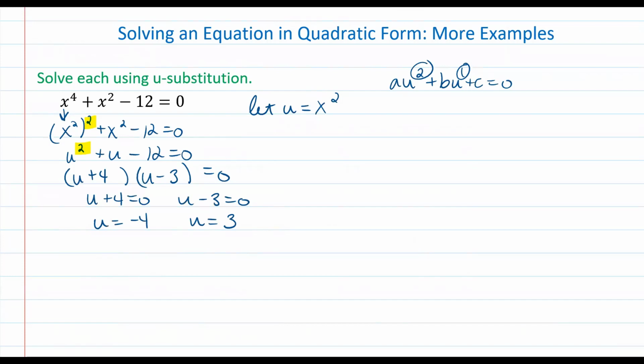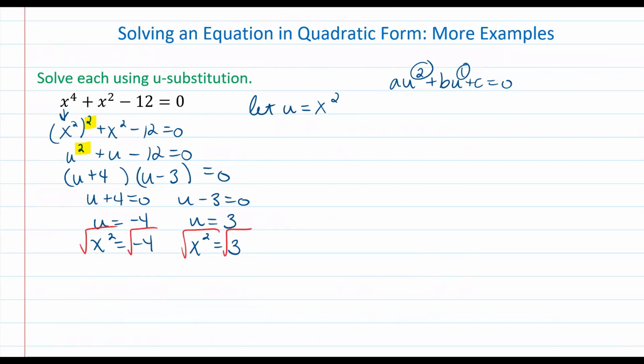Now, it's critical that once you solve for u, you don't stop. Oftentimes what people do is they solve for a variable, any variable, and then they stop. Well, we are not being asked to solve for u, we're being asked to solve for x. So we need to replace u with whatever expression we let u equal, which is x squared. So x squared is equal to negative 4, and x squared is equal to positive 3.